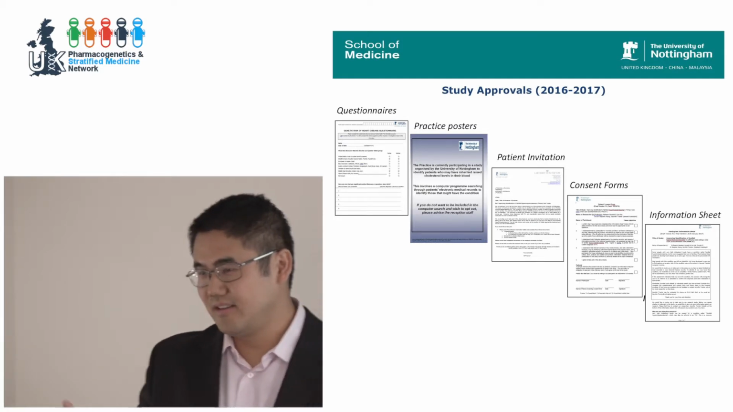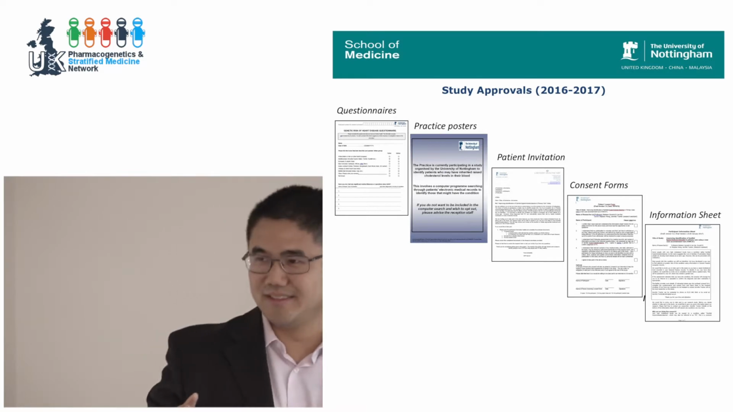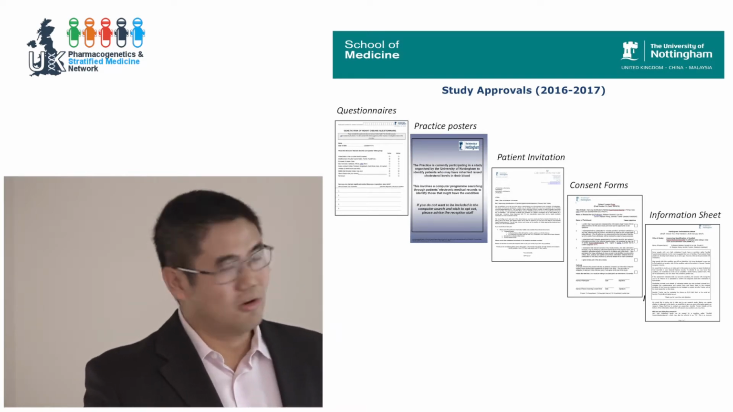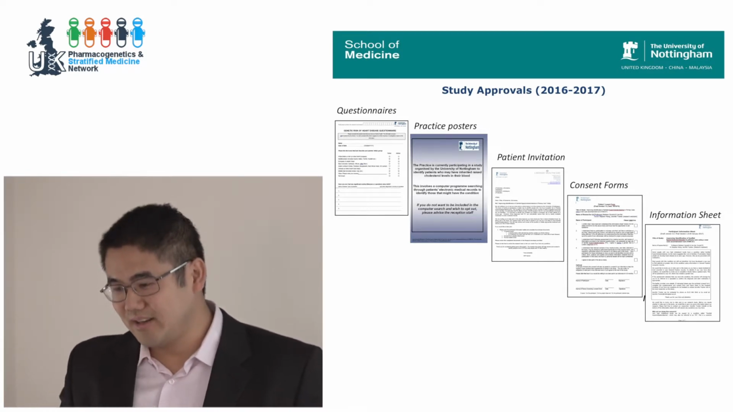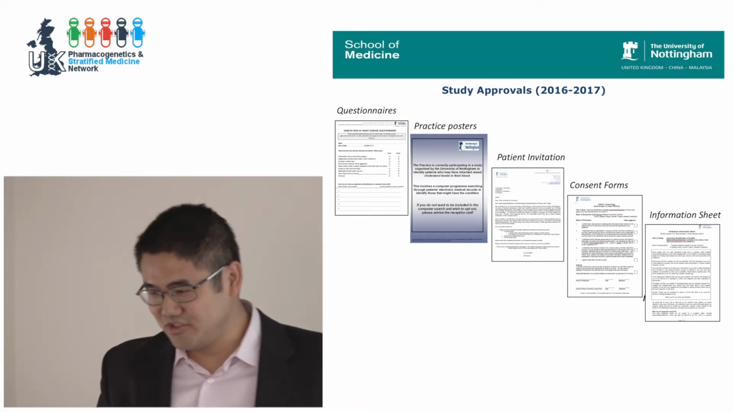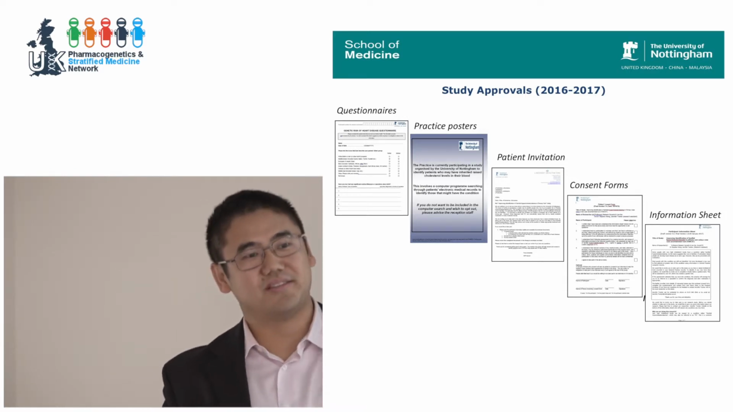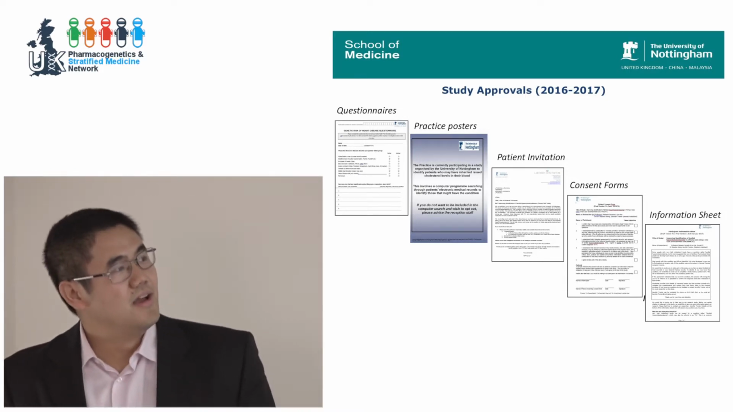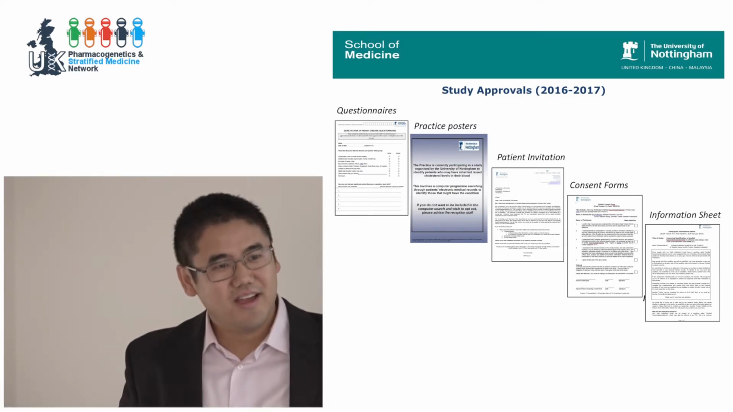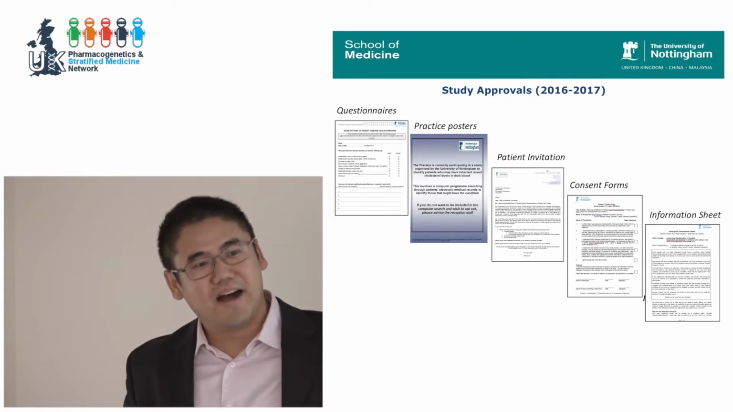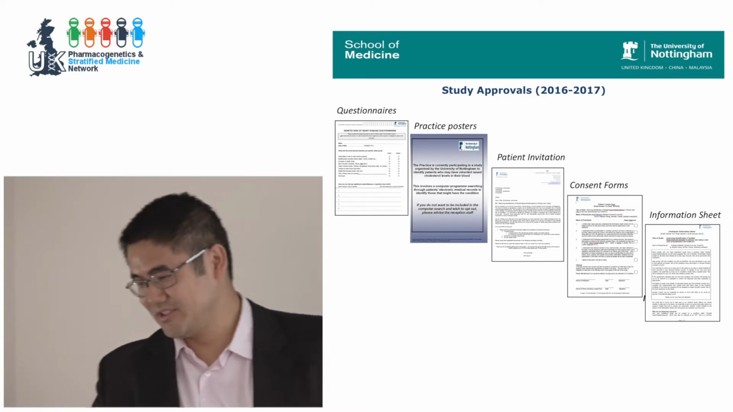So we got together in our study team and started to get the study approvals in place. This was liaising with the CRN and a lot of the local clinical networks. These are all things that anyone running a clinical study would be familiar with: questionnaires, practice posters for opt-out, and because we're doing screens of the electronic medical record, our patient invitation, consent forms, and of course, information sheet. All in all, this took a 5 to 6 month process. So building this time in is quite crucial to your time frames.